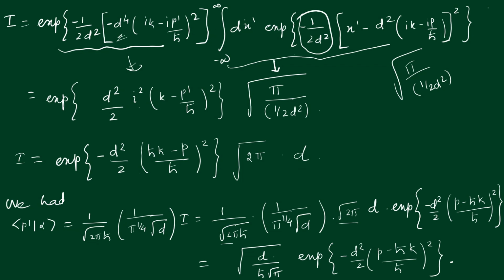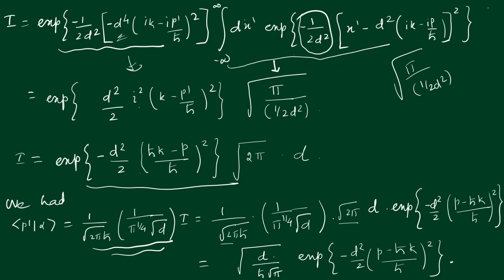Okay. Now this is only the integral part. We also had this constant multiplying I. So if I multiply this constant to this I that we found here, we finally get the momentum space wave function. You can do the multiplication. You see that there are some cancellations, and we get square root of d divided by h bar square root of pi, all this inside the square root.